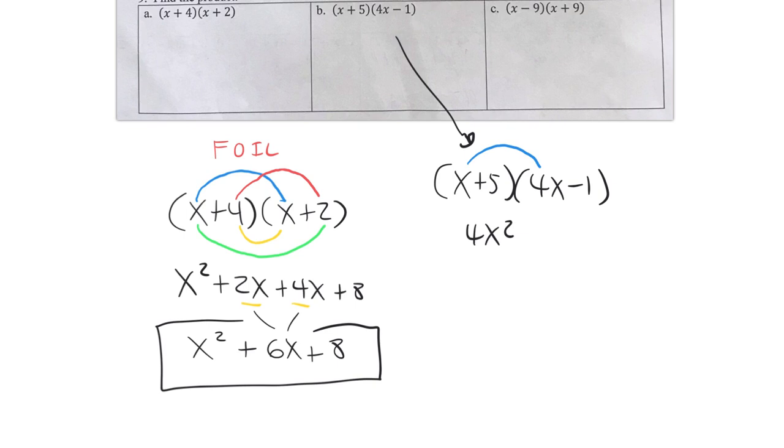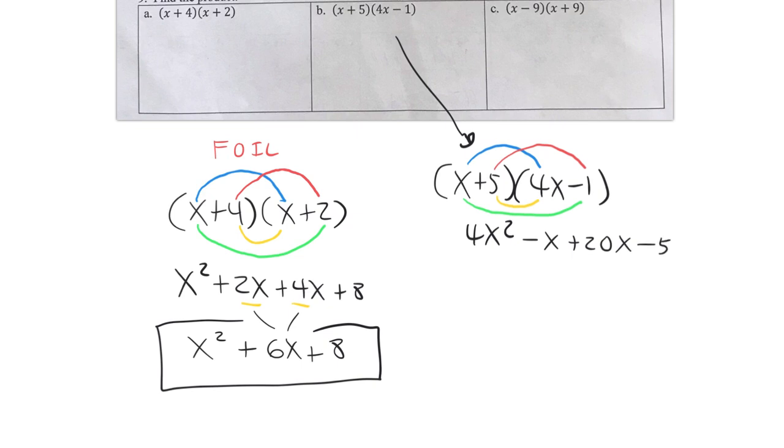The outer times outer is going to be this x times that negative 1. That's going to be a negative 1x, also known as negative x. The inner is going to be this 5 times this 4x. That's going to be a positive 20x. And then finally, the last is going to be this 5 times a negative 1. You must be careful with the negatives. 5 times negative 1 is negative 5.